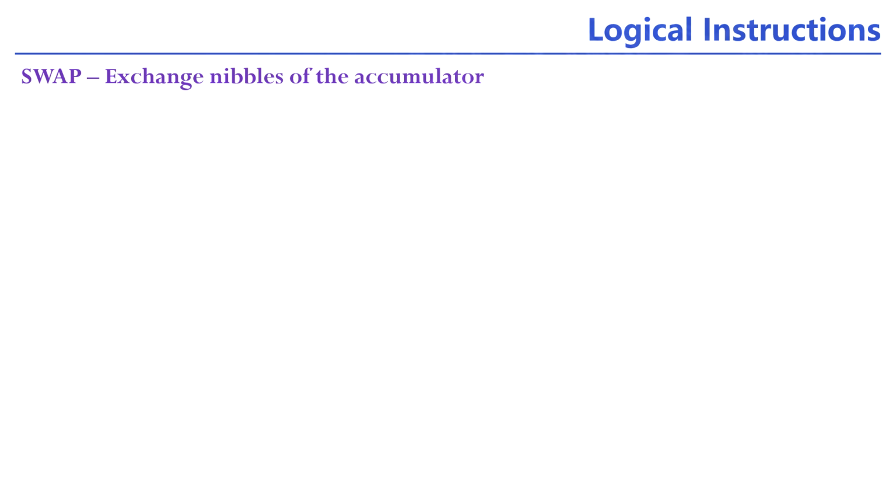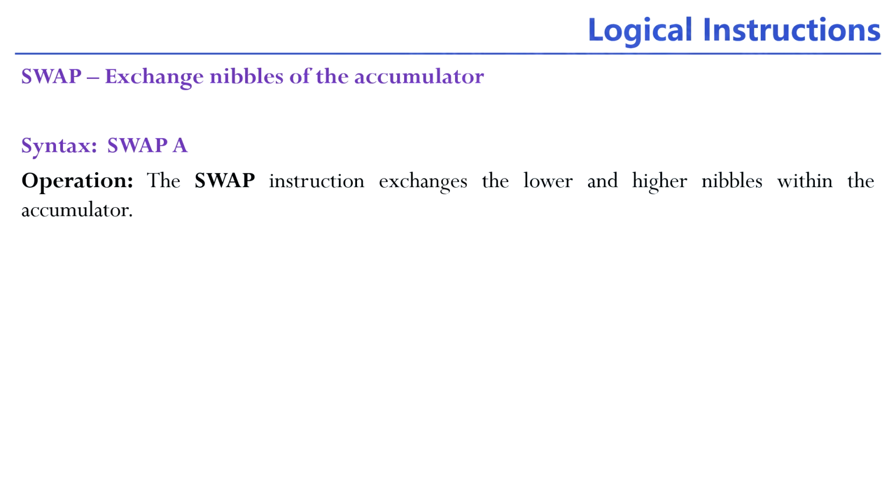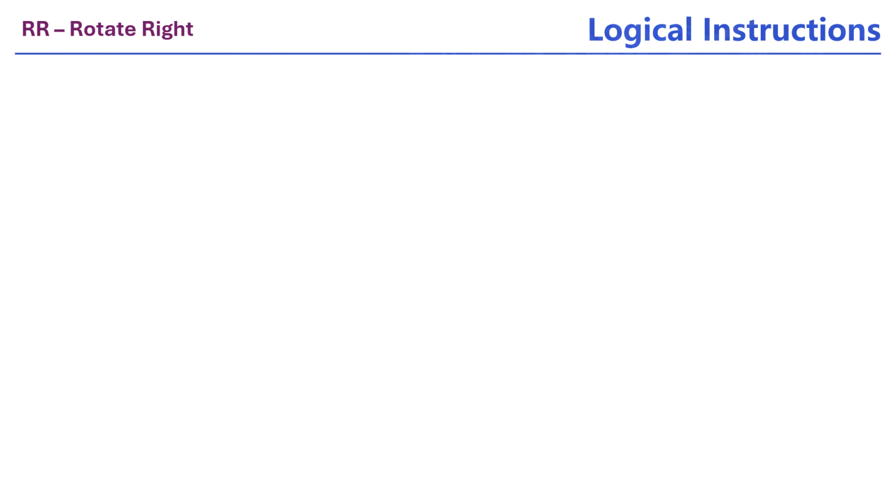Then swap, which exchanges the nibbles of the accumulator. The swap instruction is used to swap the nibbles of the accumulator only. SWAP A exchanges the lower and higher nibbles within the accumulator. Let's consider A is equal to 42. After SWAP A, A will become 24. This is the operation of the swap instruction.